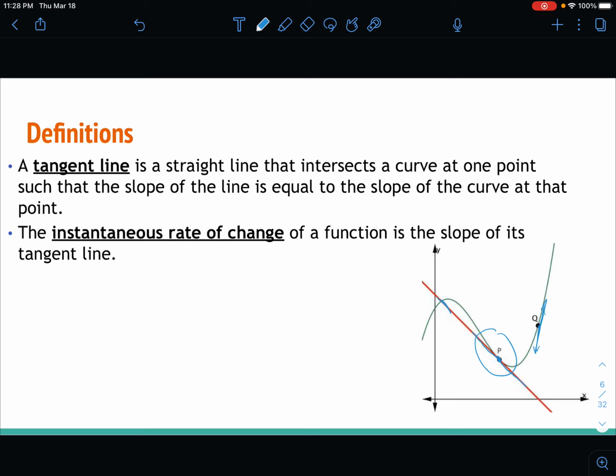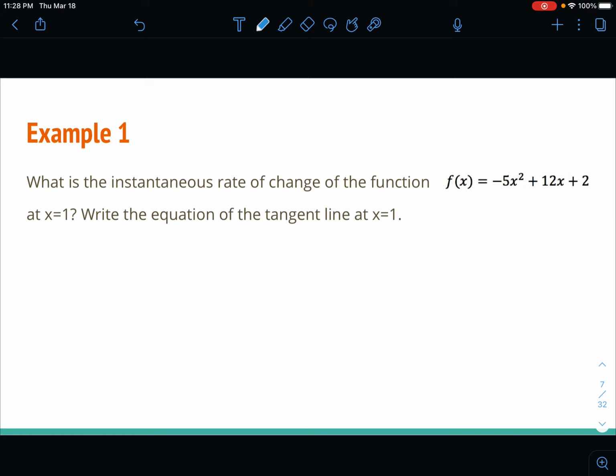So if we have a line, we know that we can do the average rate of change. So we're going to use what we did last lesson with just reviewing our average rate of change, and we're going to apply it to this instantaneous rate of change and our tangent line. So here's our first example. What is the instantaneous rate of change of this function? So given this equation, f of x equals negative 5x squared plus 12x plus 2, and we want to talk about this at the input of x equals 1, and then we actually want to write the equation of the tangent line.